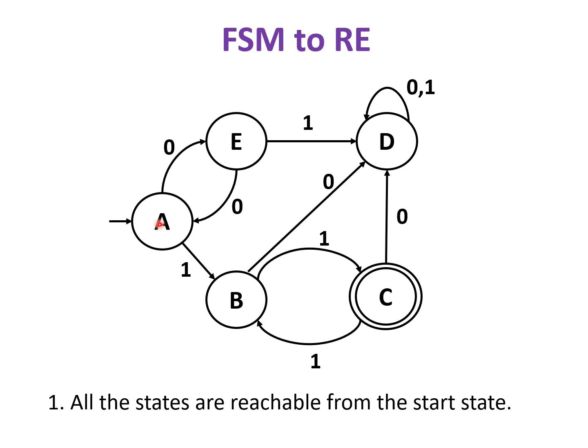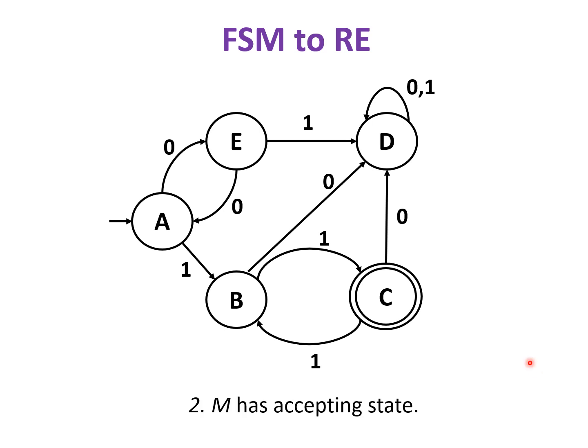From A, state E is reachable, state B is reachable, A to B, B to C, C is reachable, A to E and E to D, D is reachable. Since all the states B, C, D and E are reachable from the start state A, none of the states are being removed.